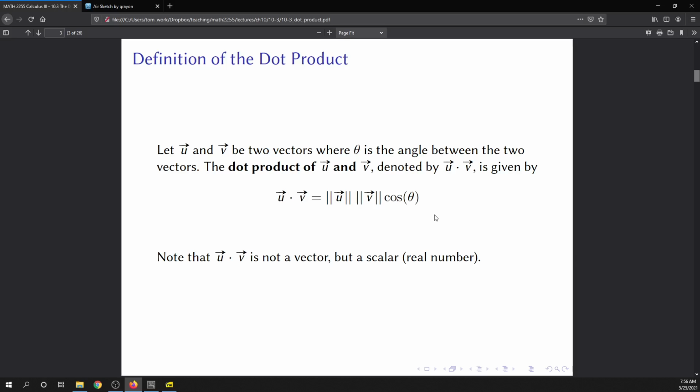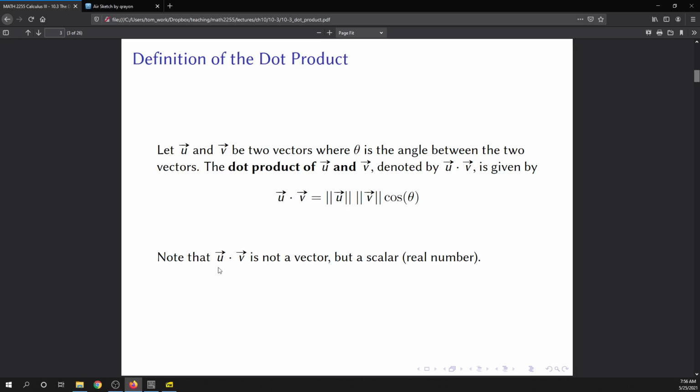Okay, so that brings us to the definition of the dot product of two vectors. So if I have a vector u and a vector v, and theta is the angle between those two vectors, then the dot product of u and v, denoted by a little dot, the operation, is the magnitude of the vector u times the magnitude of the vector v times the cosine of the angle between those two vectors, okay?